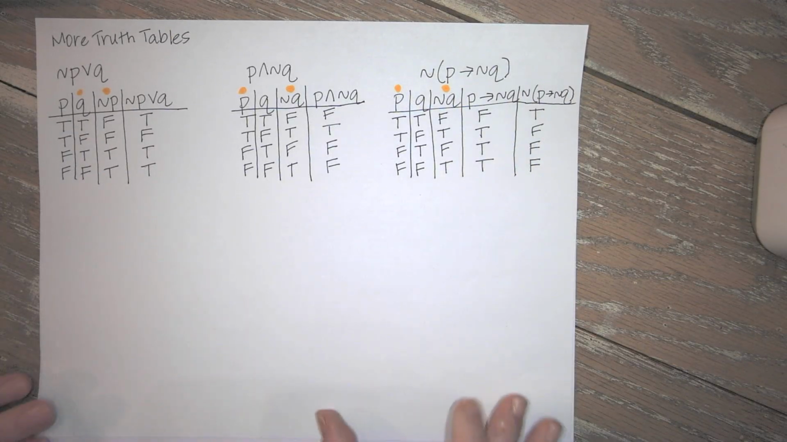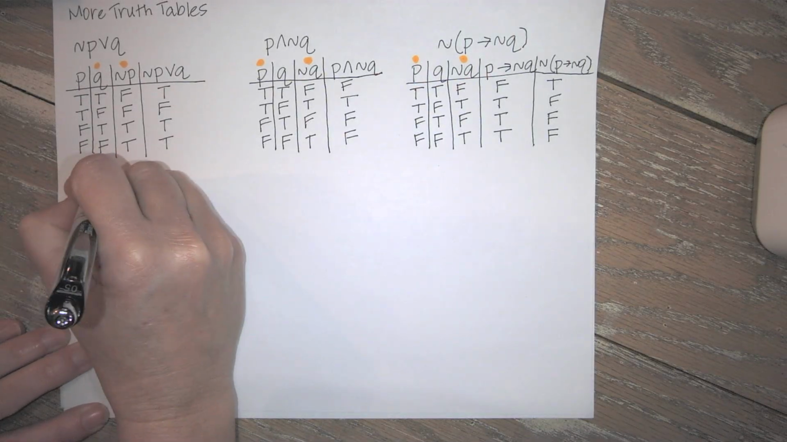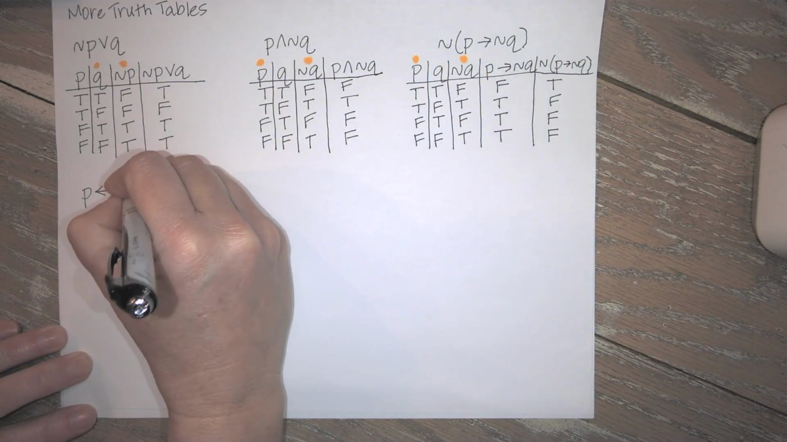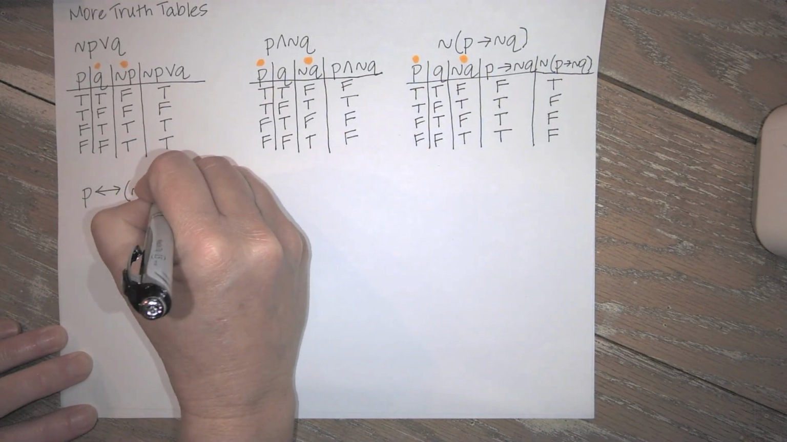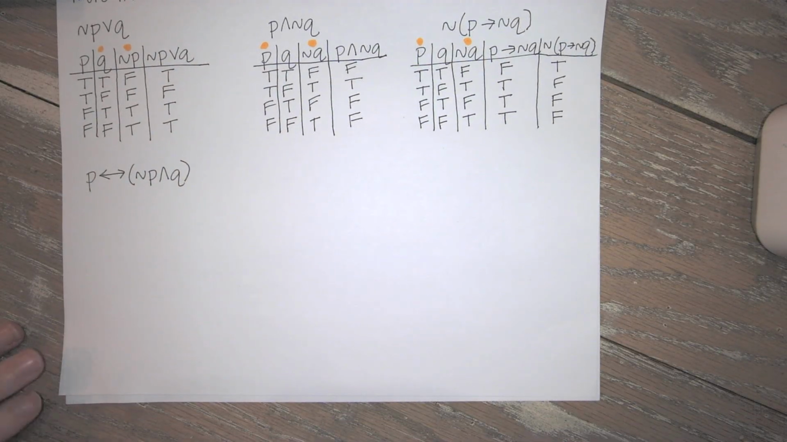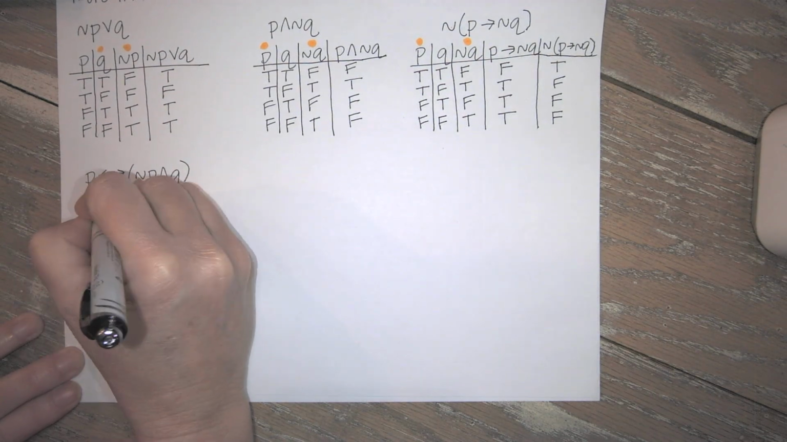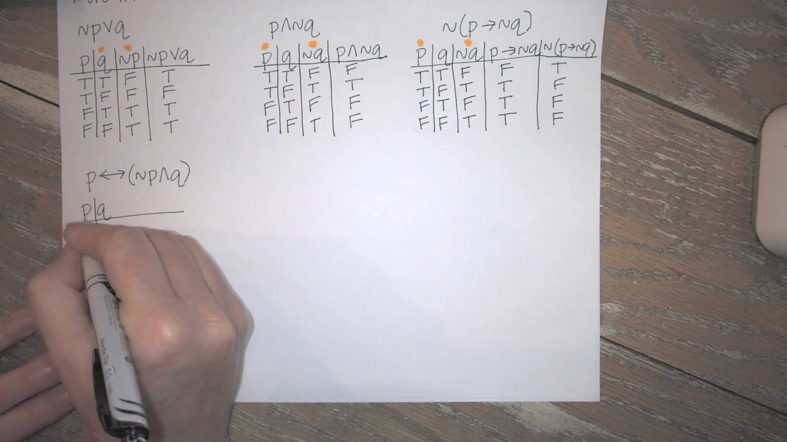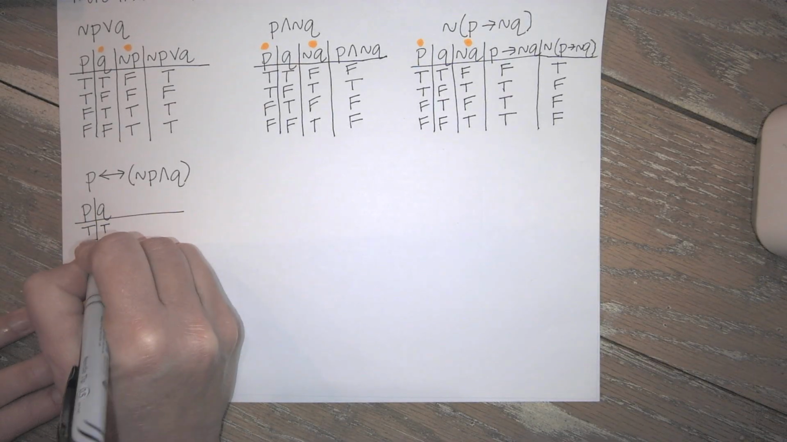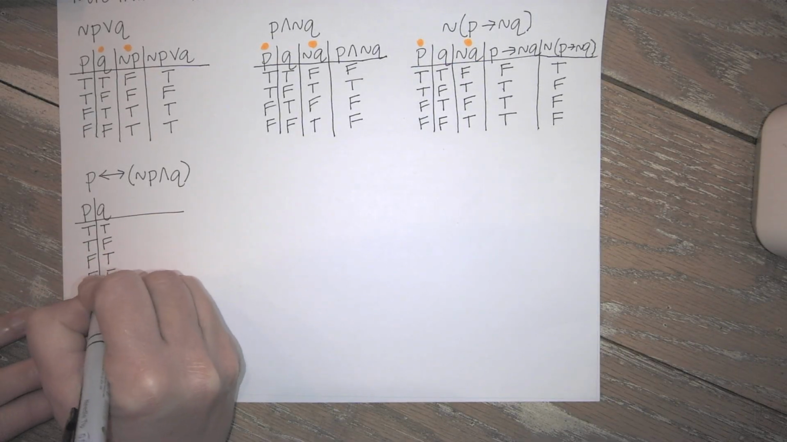Okay? Let's do a couple more. All right, how about this one? P, if and only if, not P and Q. All right. So again, we still only have P's and Q's. So when we start to build our truth table, we will just have the 4 possibilities for truth values. True, true, true, false, false, true, false, false.